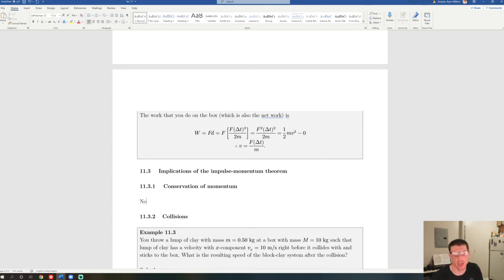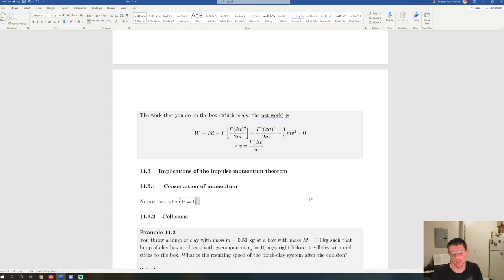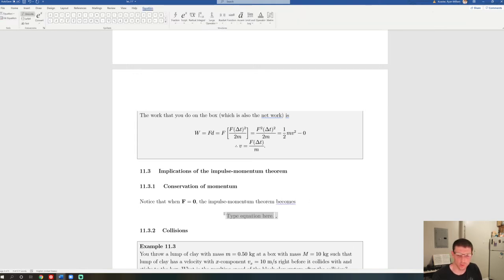So let me just say in the document here, notice that when F is 0, this is the 0 vector, the impulse momentum theorem becomes, and I'm going to write 0 times delta t, this is still a vector, as strange as that is to say, and we have, these are vectors, right?